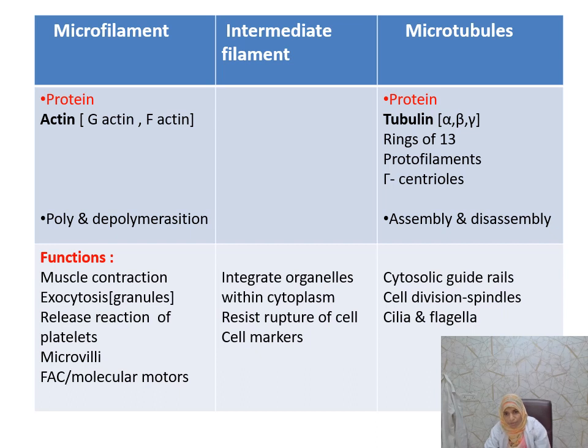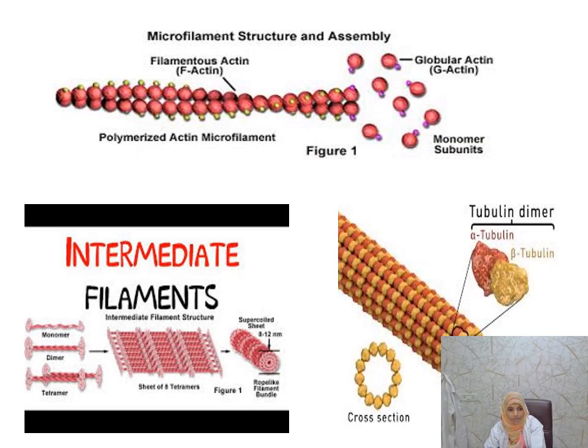Microtubules are made up of tubulin. As I said, tubulin can be alpha, beta, or gamma. Gamma is the one which is important for cell division. The arrangement, aggregation and disaggregation of microtubules is called assembly and disassembly of microtubules. The function is they act as cytosolic guide rails. They help in cell division. They are also present in cilia and flagella. So these are the three important differences between microtubule, microfilament, and intermediate filament.